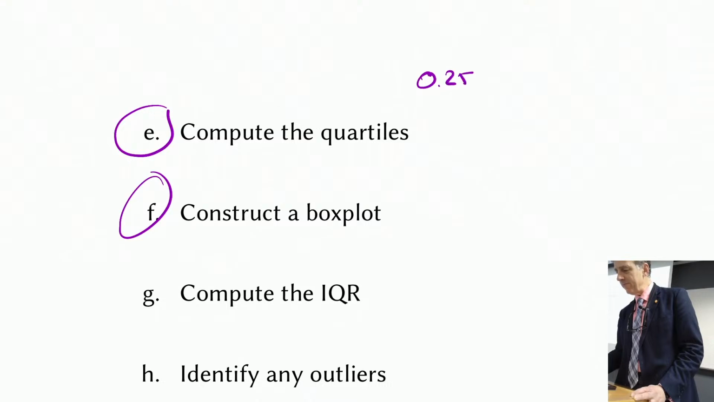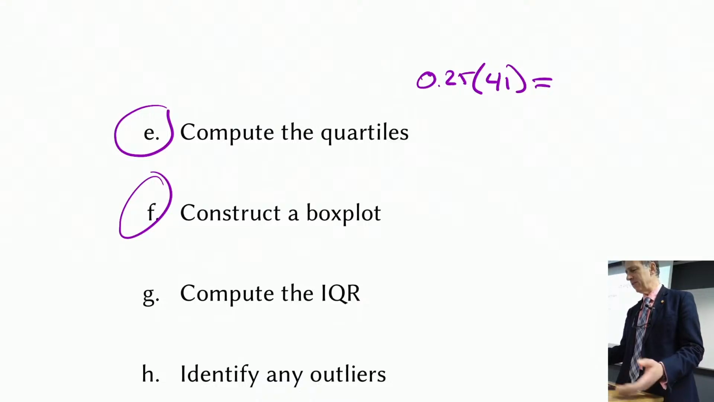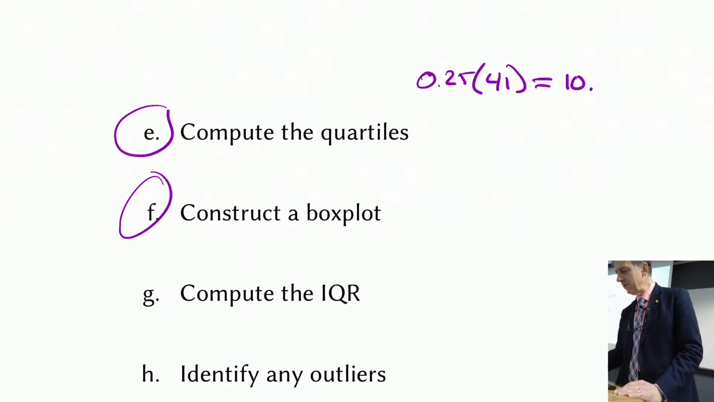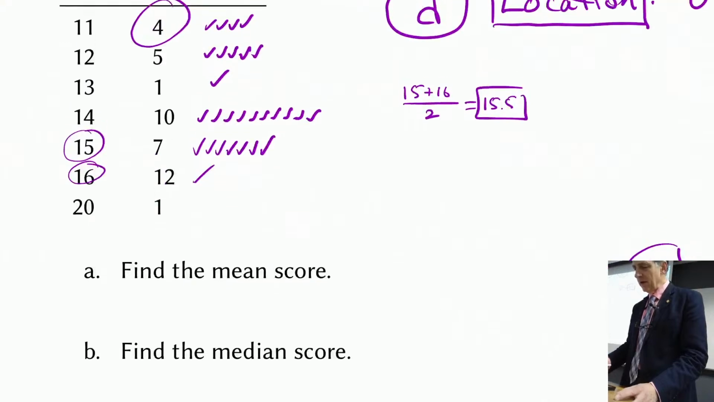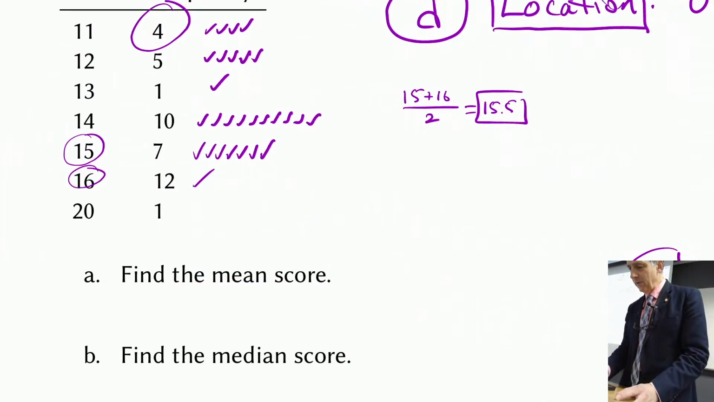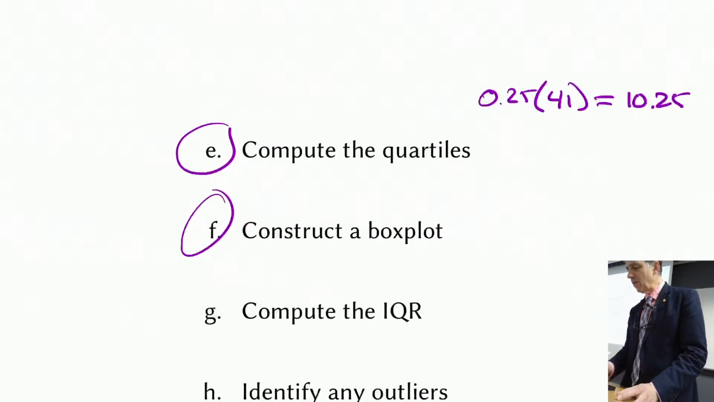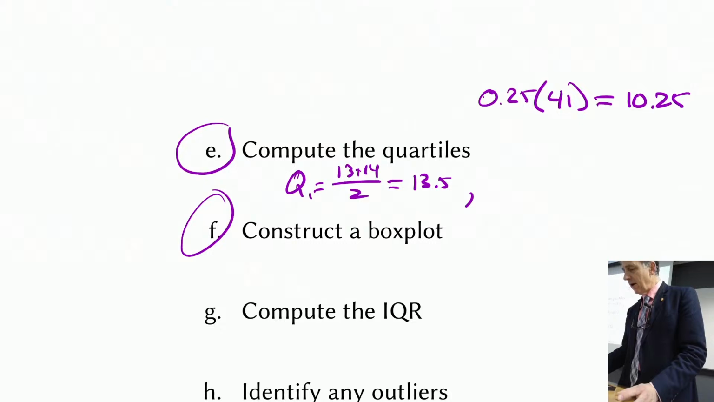So we're going to do 25% of 41 again, and this is going to be 10.25. And so we're going to look between the 10th and the 11th datum. So between 10 and 11, we're counting 1, 2, 3, 4, 5, 6, 7, 8, 9, 10. The 10th number is a 13. The 11th number is a 14. So quartile 1 is going to be 13 plus 14 over 2, 13.5. All right, so there's quartile 1.